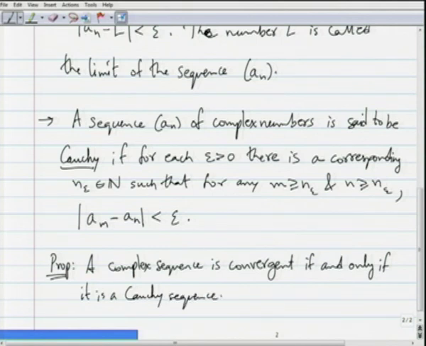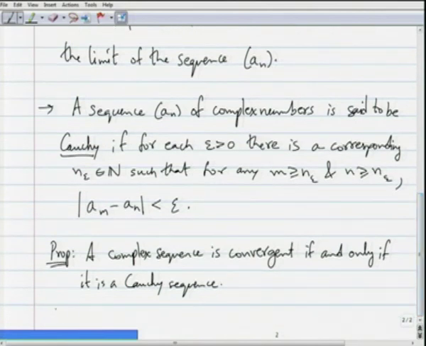Okay. So, this proposition, which I am stating without proof, is very similar to the real case. This proposition tells us that complex Cauchy sequences can be judged to be convergent without actually knowing what the limit is. Just by considering the modulus of the difference of terms, eventually you can conclude whether the sequence is convergent or not. So, that is the use of this Cauchy condition.